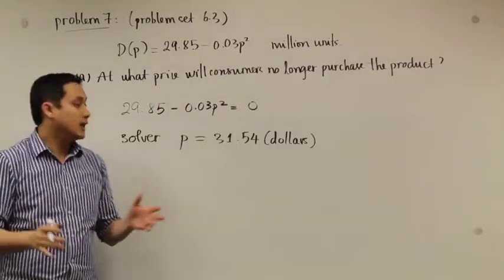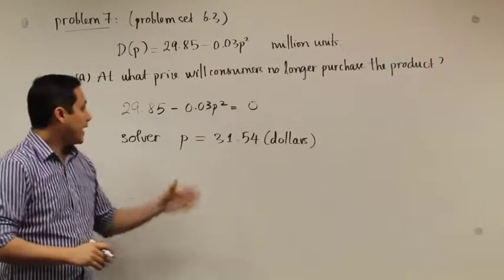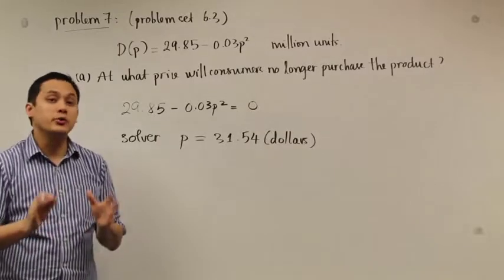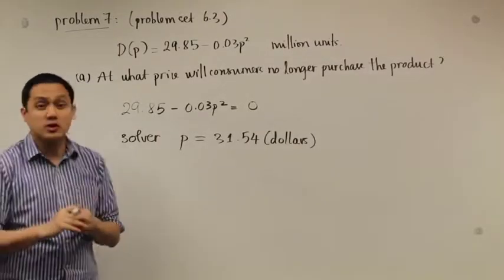And the value of P is $31.54. So at the price of $31.54, the consumer will no longer buy the item. That's part A. Now let's move on to part B.